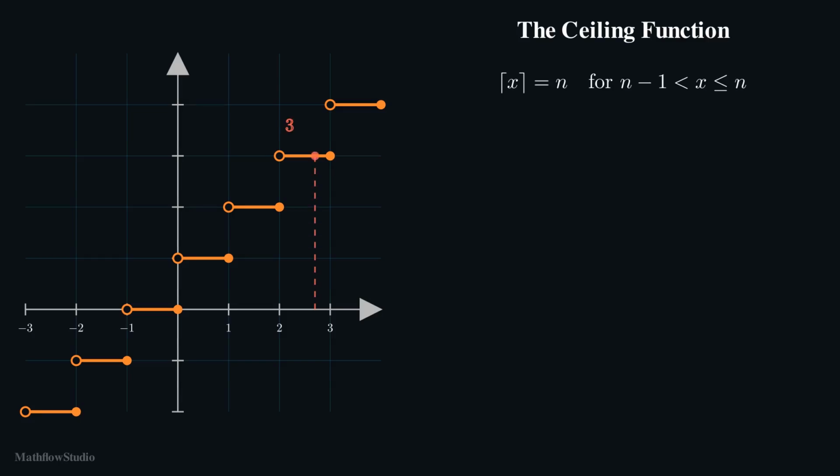Take the same input as before. The ceiling of 2.7 is 3, 1 step above the floor, and the ceiling of -1.3 is -1, where the floor gave -2. So neither one rounds to the nearest whole number. The floor always goes down and the ceiling always goes up. Away from the whole numbers, the 2 answers always sit exactly 1 apart. And at a whole number, they finally agree, and both hand that number straight back.